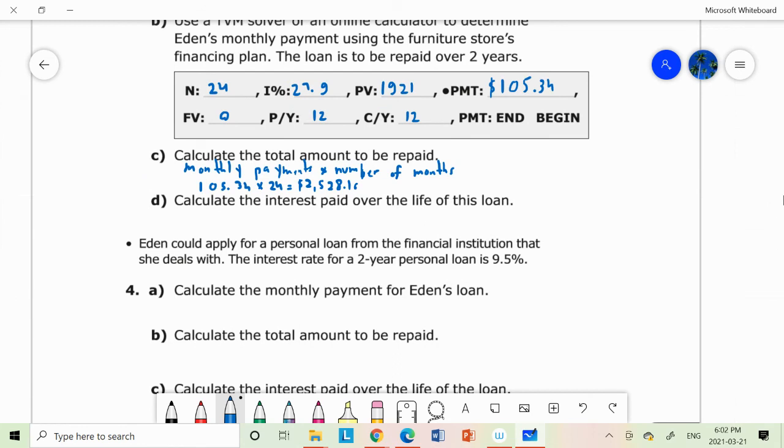Calculate the interest paid over the life of this loan. So the interest, if we remember, is the total amount paid minus the borrowed amount, right? It's how much more we paid than we borrowed. It went towards the interest. That's why we take the total amount paid, 2,528.16, minus 1921. Remember, this was the furniture cost plus HST. And the difference is 607.16. That's the amount we paid for interest over the life or the term of the loan. Life of the loan is also another way of saying term of the loan.